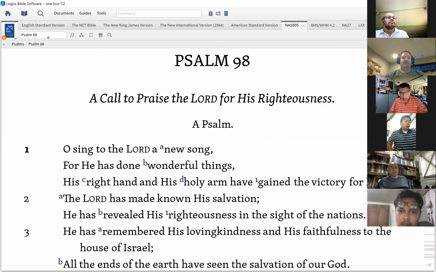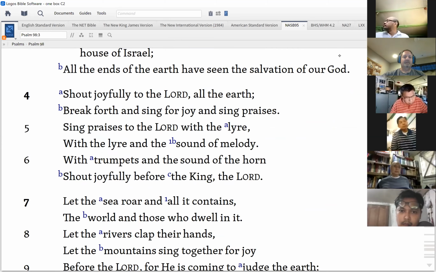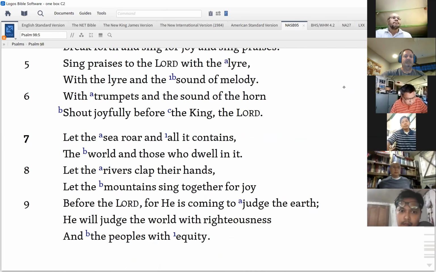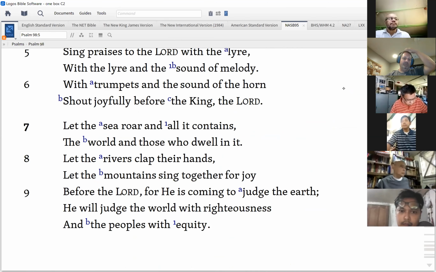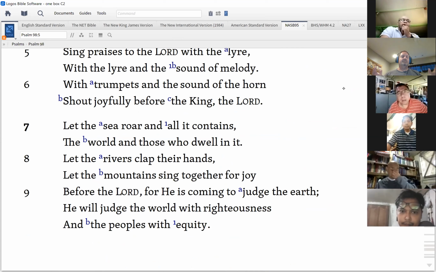Sing to the Lord a new song. Shout joyfully to the Lord all the earth. Verse 7, let the sea roar and all it contains. Verse 9, before the Lord, for he's coming to judge the earth. There's a lot of similar language here. And what's very interesting is if we are a student of the Old Testament, these phrases should ring a bell. They should make us say, oh, I remember seeing these somewhere else.